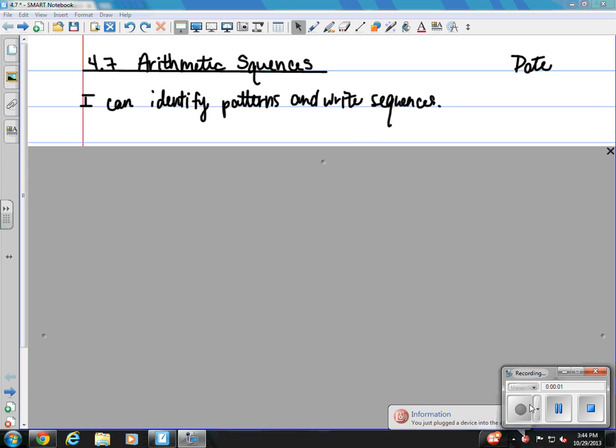And this is lesson 4.7, arithmetic sequences. Go ahead and put today's date, and by the end of the lesson, our target is that I can identify patterns and write sequences.